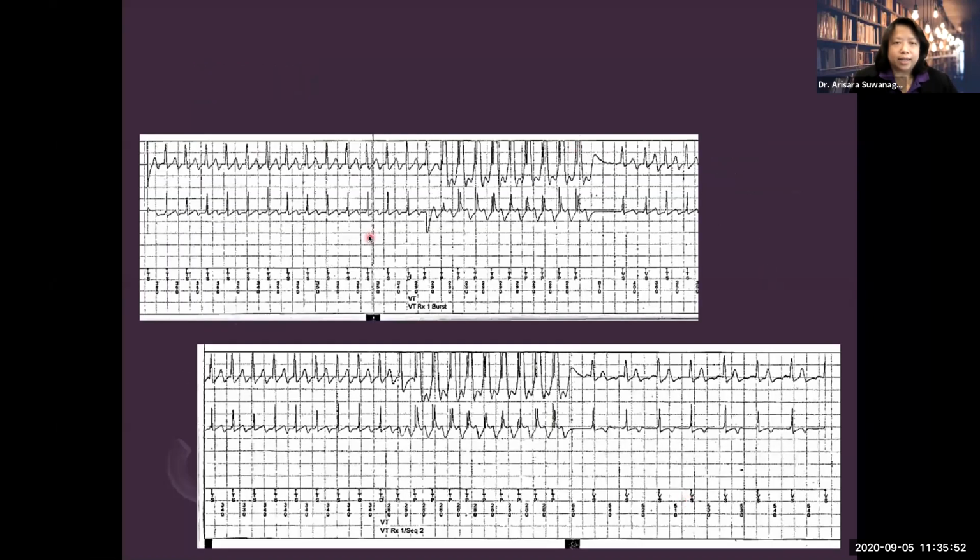For example, like this. This is a VT coming in, and you can see that the device can detect a VT already and give the first burst of a consecutive regular pacing interval. And the VT doesn't terminate, so it gives the second burst. And you can see that the rate of the pacing was constant, and luckily the VT is terminated down to sinus rhythm.